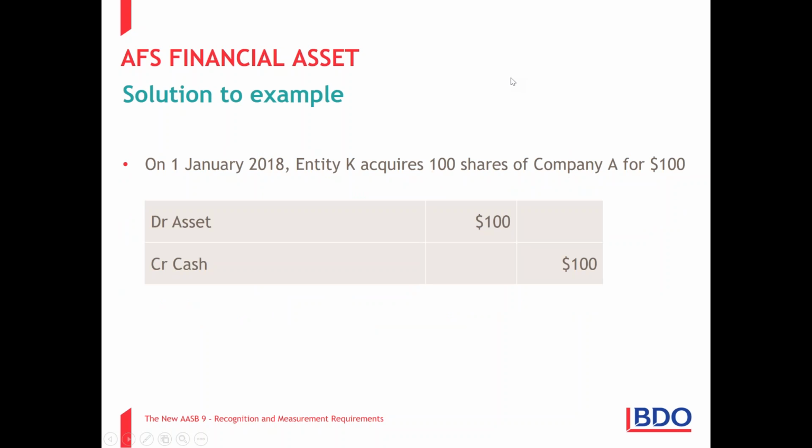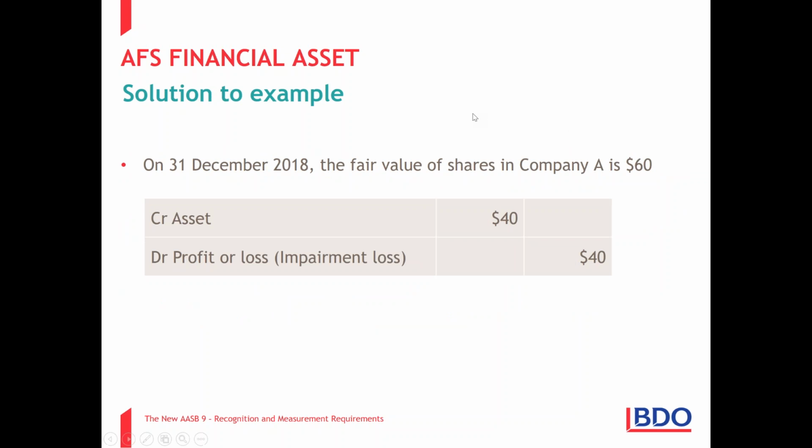So what would those journals be? First of all, on the 1st of January, when Entity K acquired the shares, they would say debit an asset $100, credit cash $100. Then at the end of 2018, the fair value is only $60. So they would say we have to credit the asset with $40 and debit profit and loss $40.